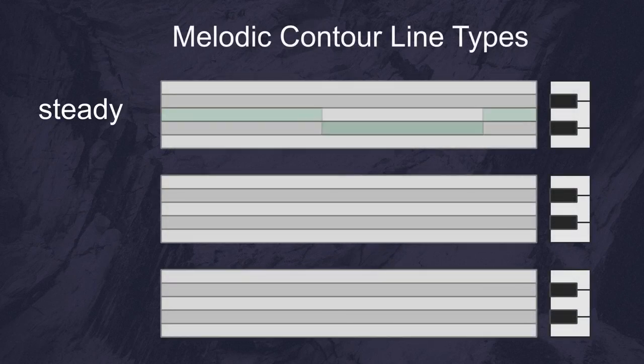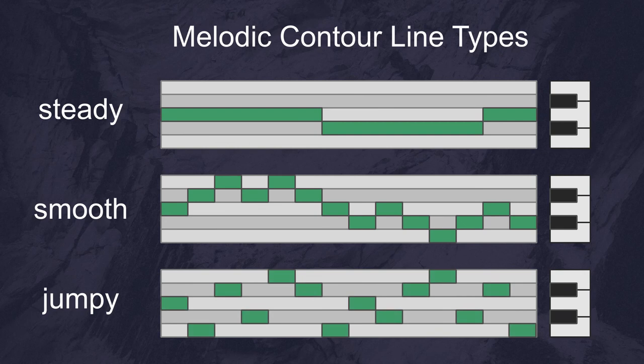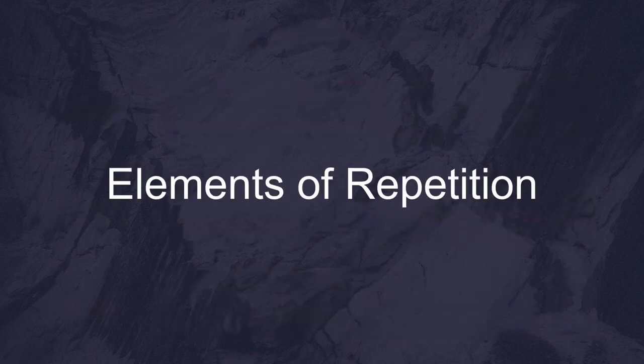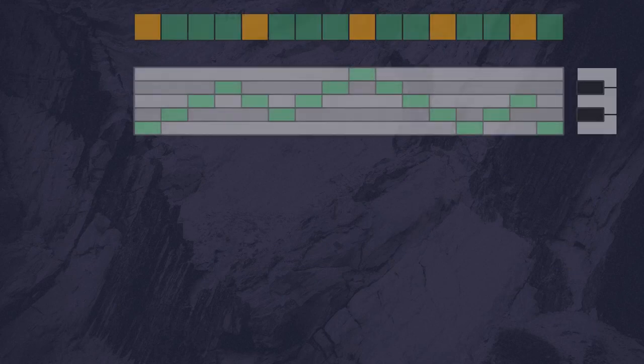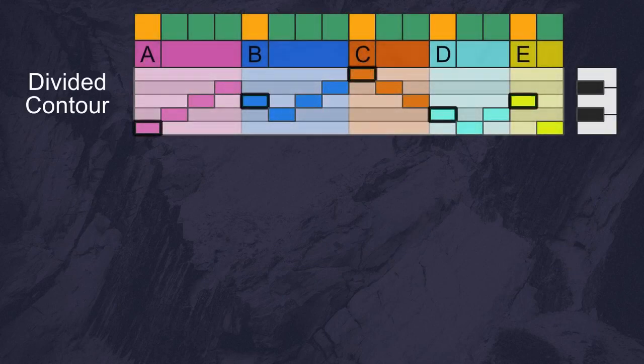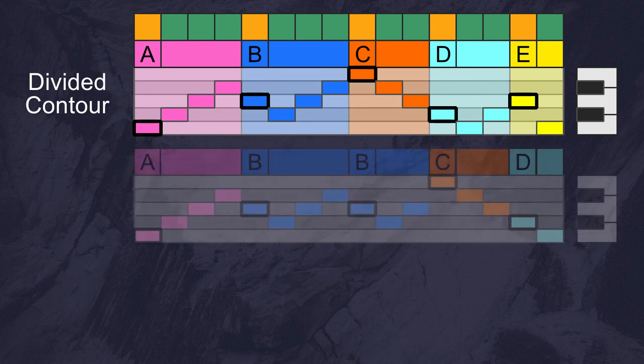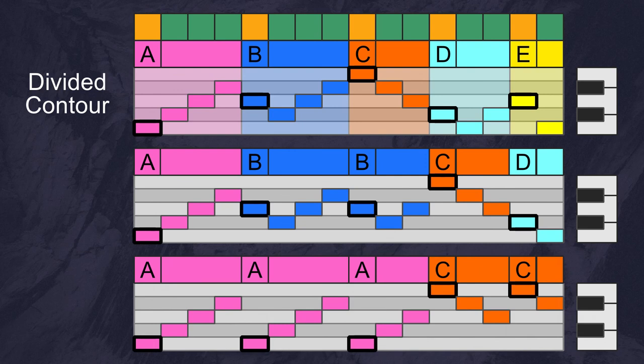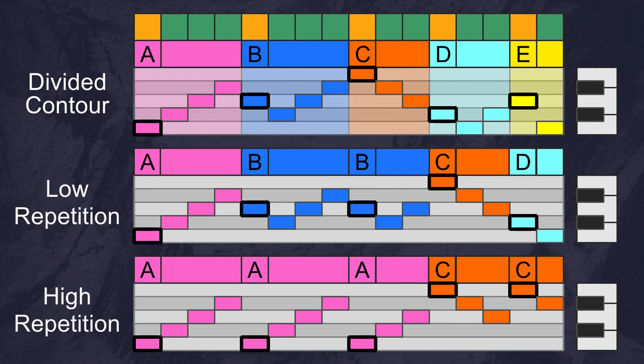There are approximately three different types of lines that we can create. They can be steady, smooth, or jumpy. So we can use these words to describe what type of line we want to create and generate it to our preference. Next, we can introduce elements of repetition. To do this, we divide the contour at each of the clave landmarks. That way, we can call upon these individual sections later. Then we can create repetition by using the clave landmarks to re-trigger parts of the melodic line. This allows us to control how repetitive we'd like it to be.